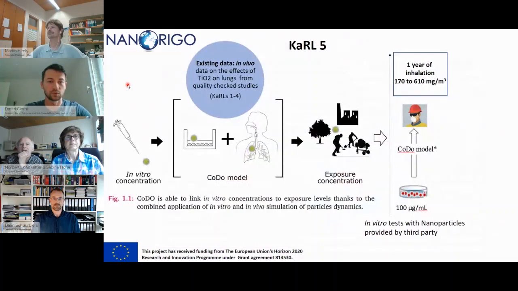So if we now go to the next slide, exactly, I can show you how it more or less works. So we have gathered some data in vitro. Then we have gathered some existing data from the literature on the in vivo tests. And then we combine it with the CODO model to simulate the exposure concentrations. And from there, we can extrapolate the exposure concentrations for 1 year, for example, for a worker. So all these tools and requirements help us to address the question of the stakeholder.